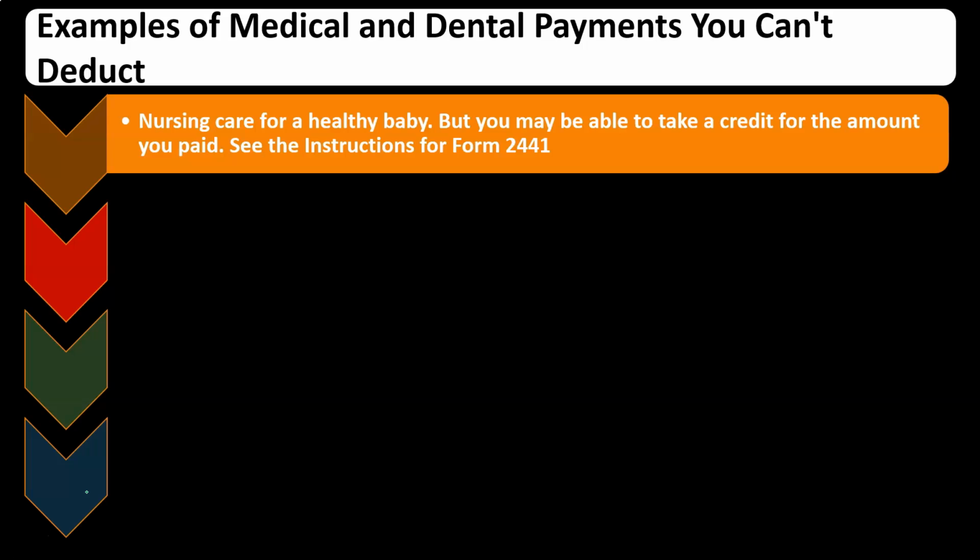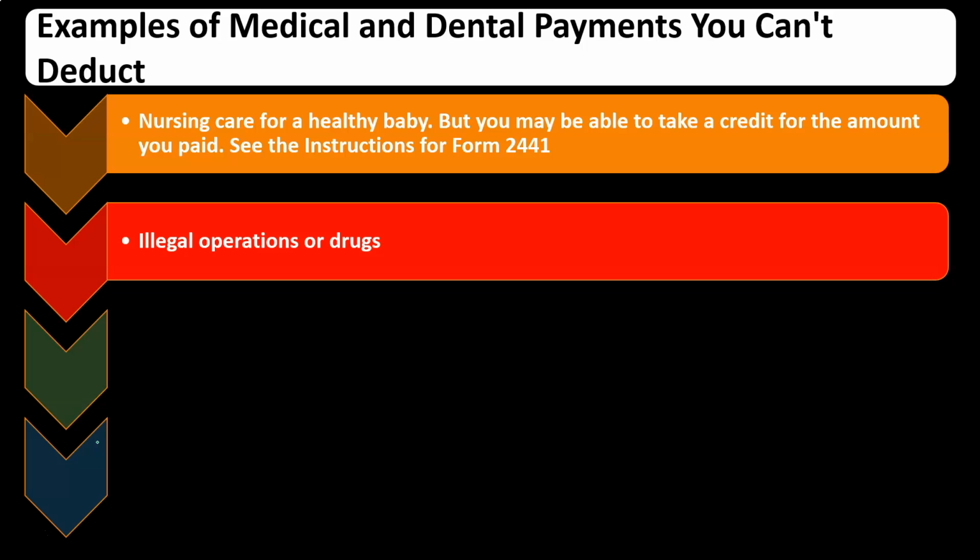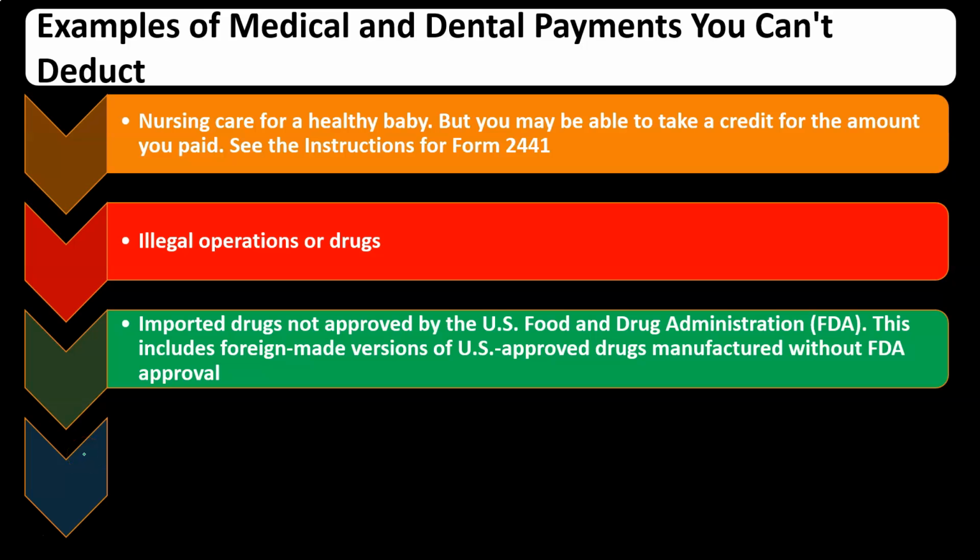Examples of medical and dental payments you can't deduct: nursing care for a healthy body. So if it's nursing care for a healthy person, you may be able to deduct a credit for the amount you paid. See the instructions for Form 2441. Illegal operations or drugs. Obviously, if you're doing something that's not legal, even if it's for medical benefit, then you can't deduct it. Imported drugs not approved by the U.S. Food and Drug Administration, the FDA. This includes foreign-made versions of U.S.-approved drugs manufactured without FDA approval.